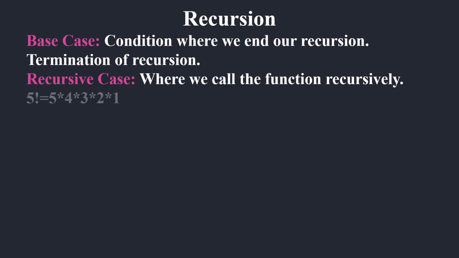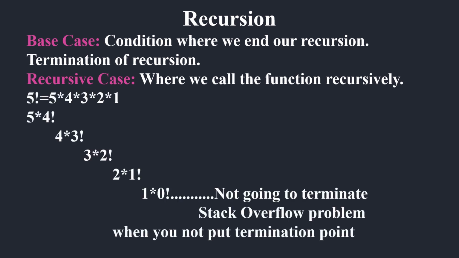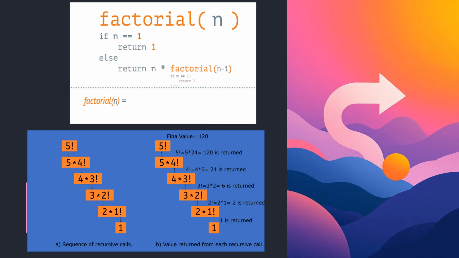So as you can see, I have written one normal logic for calculating the factorial. If in this method I do not write the base case, what will happen? The method will keep on executing infinitely. So this results in a stack overflow problem.